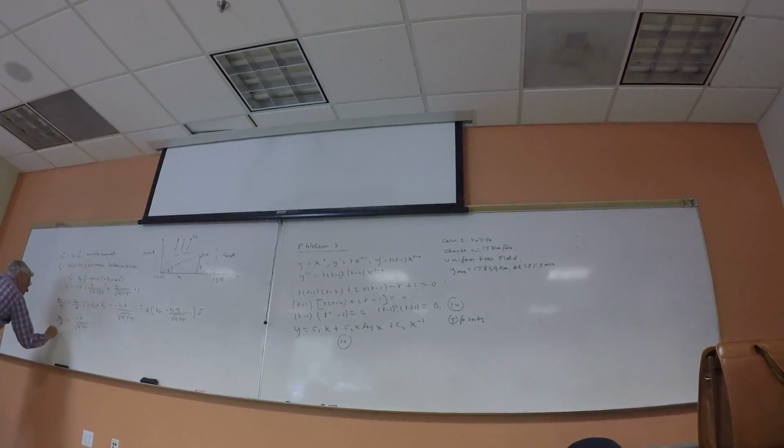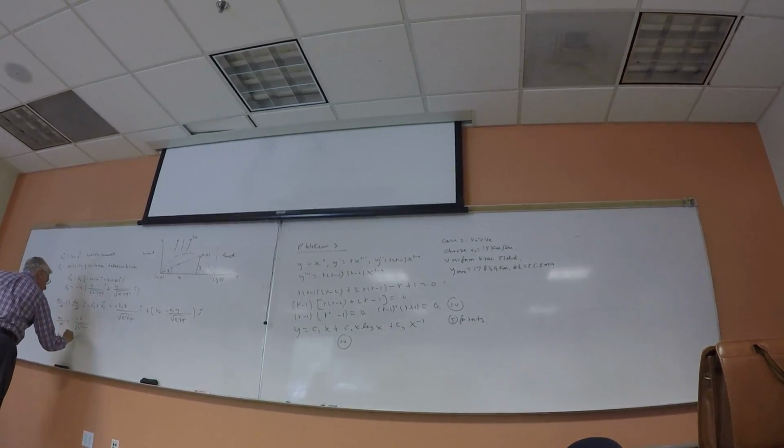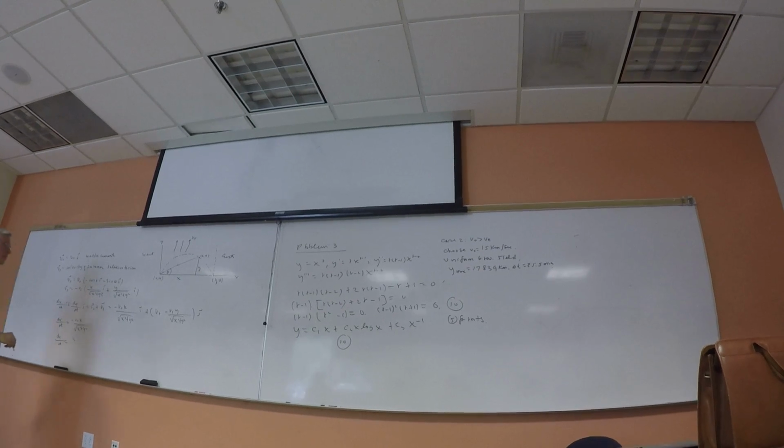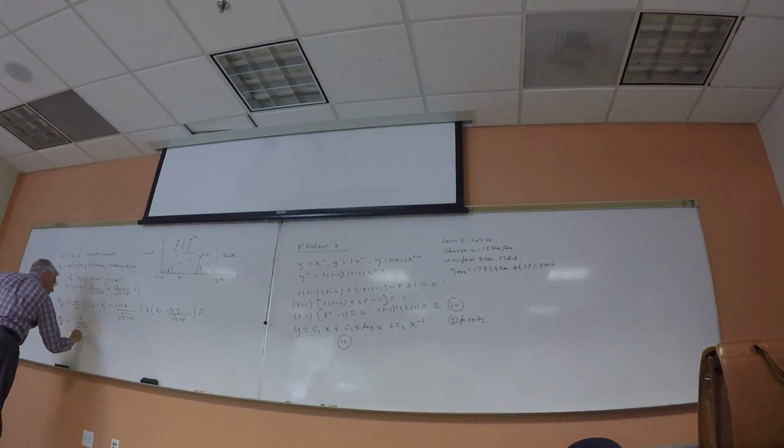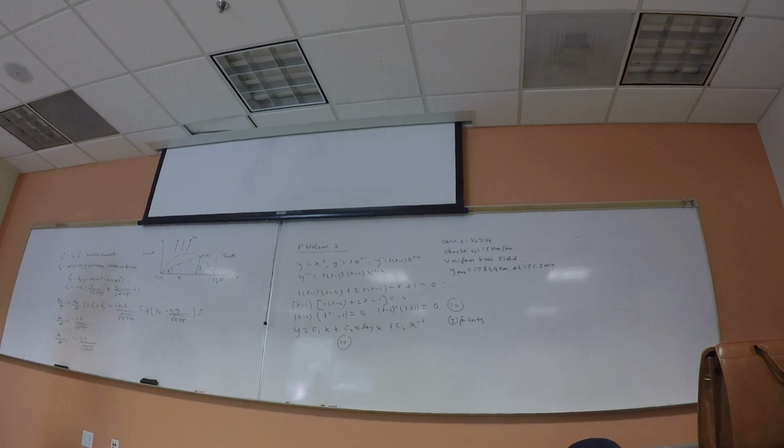Okay, and dy/dt would be VR minus VS y over the square root of x squared plus y squared. Okay. Now I want to find his trajectory, which means what?